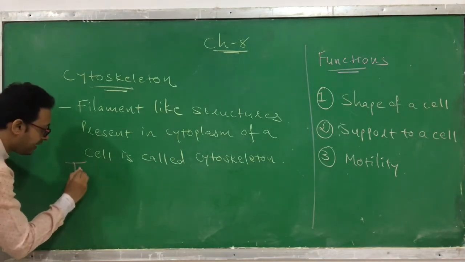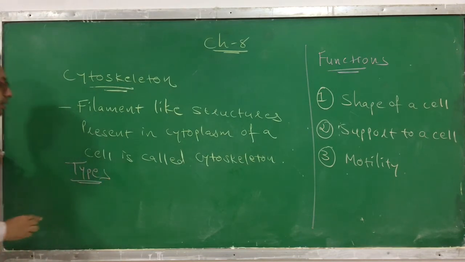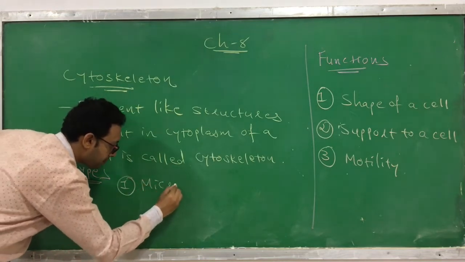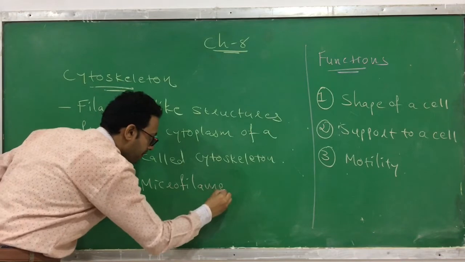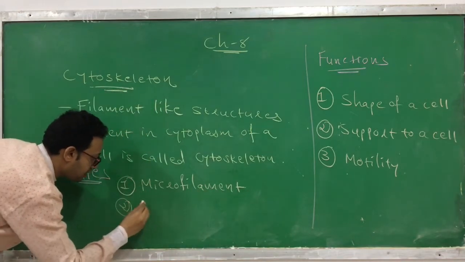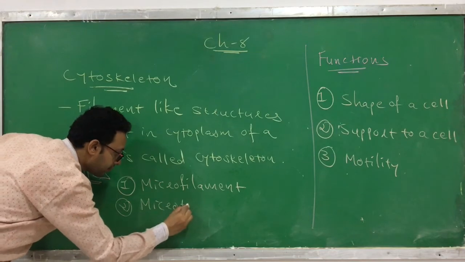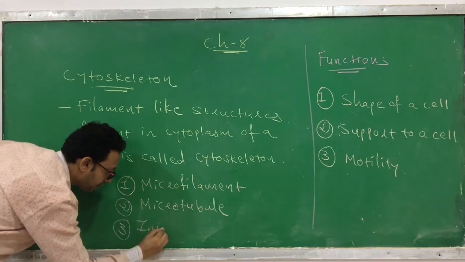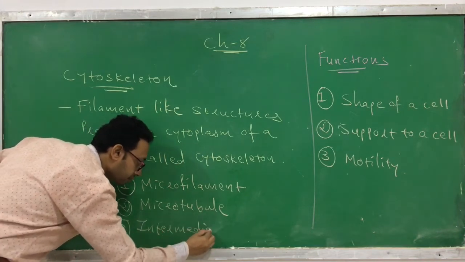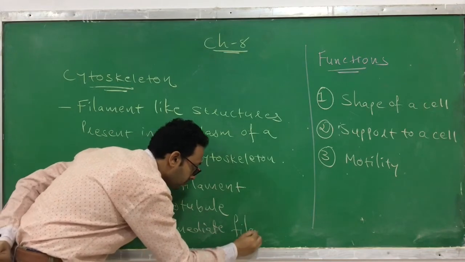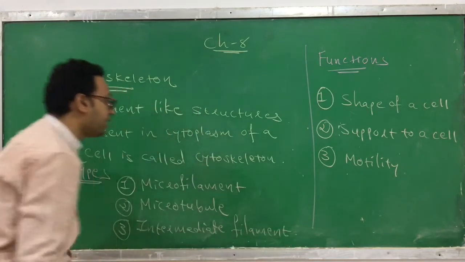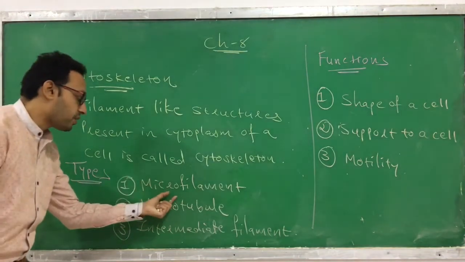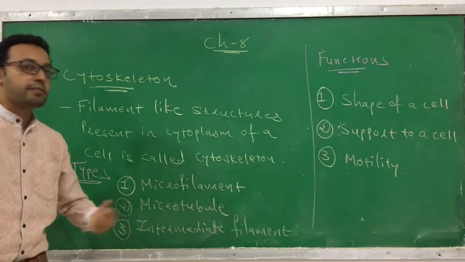There are three types of cytoskeleton found in a cell. What are the types of cytoskeleton? The first one is called microfilament. The second one is called microtubule. And the third one is called intermediate filament. These are the three different types of cytoskeleton you can find in a cell. I again repeat, which are they? Microfilament, microtubule and intermediate filament.